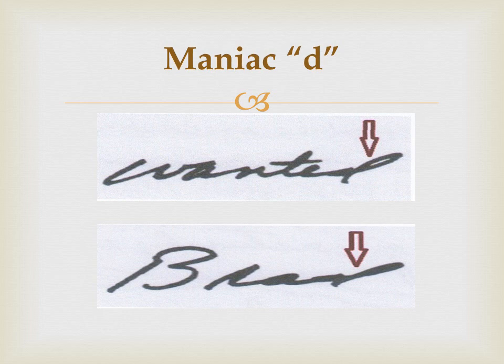This trait is seen in the handwriting of some of the most notorious murderers. One such murderer is Steve Grogan, a member of the Charles Manson family. The following are two examples of the maniac D in the words "wanted" and "Brad".